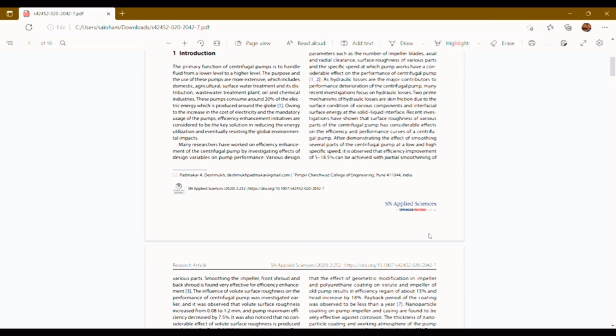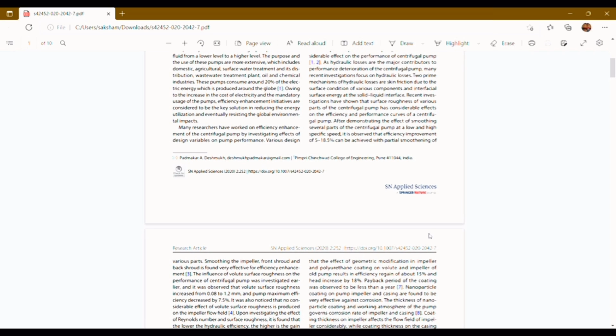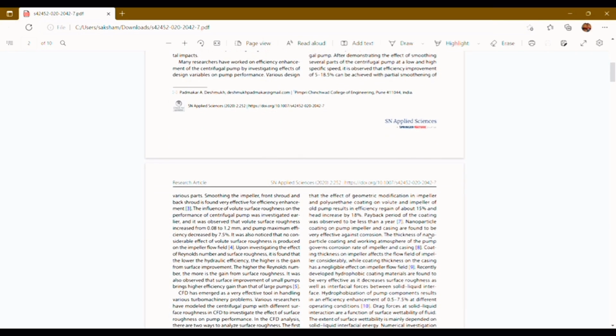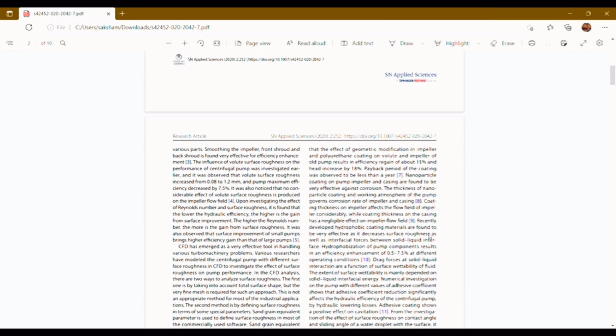Demonstrating the effect of smoothing several parts of centrifugal pump at low and high specific speed, it is observed that efficiency improvement of 5 to 18.5% can be achieved by partial smoothing of various parts. Smoothing the impeller, front shroud and back shroud is found very effective for efficiency enhancement.